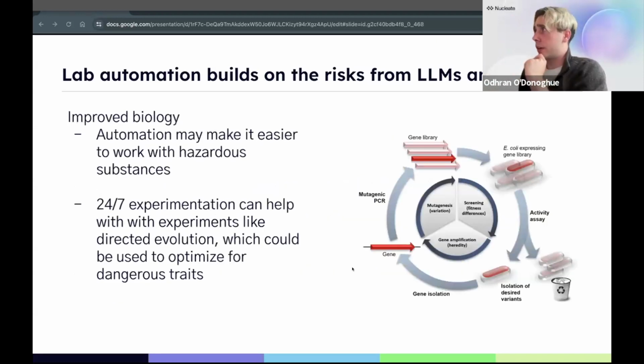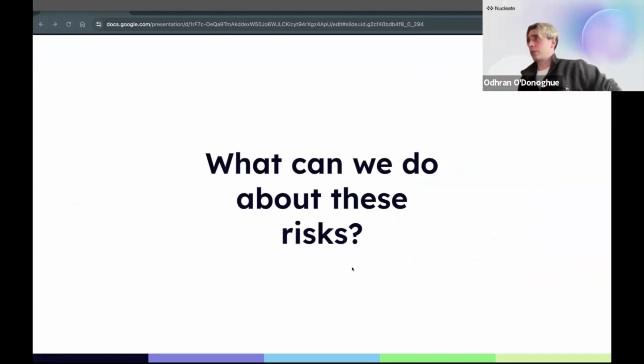There are also some underlying risks with biology as well. When you have lab automation, it's easier to work with hazardous substances. You can work with a gas that would be toxic to humans, so chemical risk becomes, in theory, easier to carry out. There are also experiments allowing new risks to be created that are better suited to lab automation, such as directed evolution, where you might iteratively evolve bacteria or viruses against some sort of target. This requires constant monitoring, constant checking, constant feedback. If you can have a robot do that 24/7, that's a very useful thing for these sorts of risk models. So what can we do about these risks?